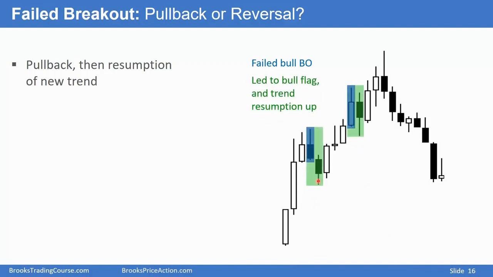These reversals, however, became bull flags. They led to trend resumption up. So reversal attempt, but it reversed into a minor reversal, a bull flag. Failed bull breakout, a reversal attempt, again, minor reversal, became a small bull flag, and the bull trend continued higher.